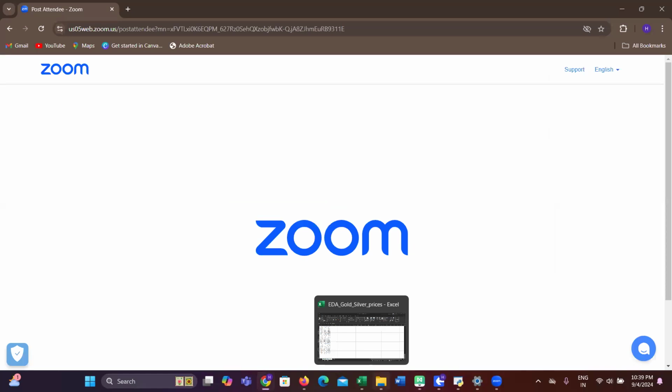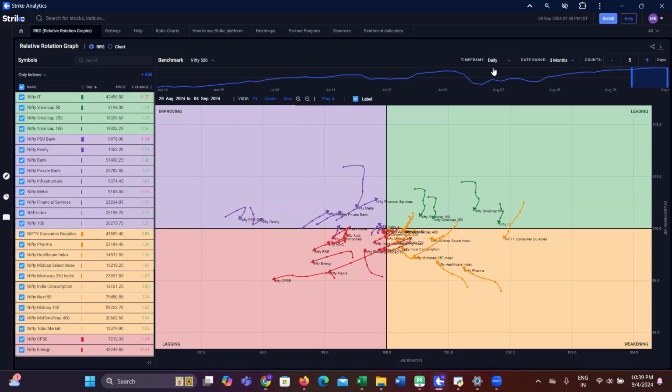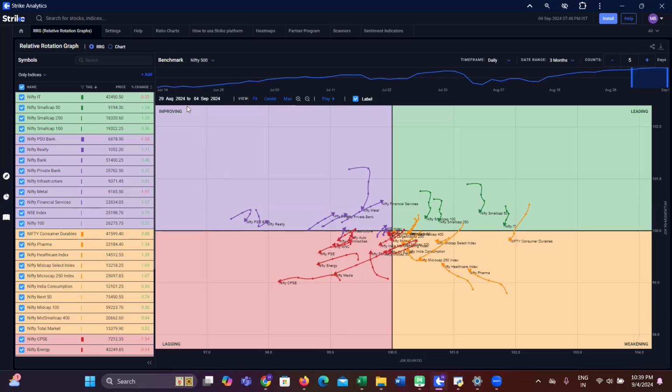Within the last week, let me just go back to Strike. What happens is the moment you change it to daily, it also contains the data from 29th August to 4th of September, which is as of today. So it consists of the data as of today for this week, right? The week started on 2nd of September, so this has the data, and you can correlate it with your weekly status as well.